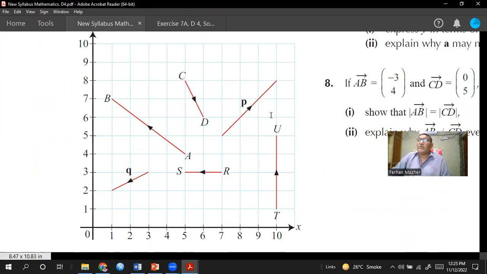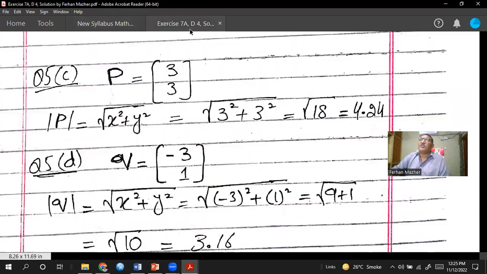So I have to check how much I move on the x-axis and how much I move on the y-axis. So 1, 2, 3. So I have moved 3 steps on the x-axis to the right. So it will be positive 3. So 1, 2, 3. I have moved 3 steps up on the y-axis. So the y value will be positive 3. So the column vector of the vector P will be (3, 3).